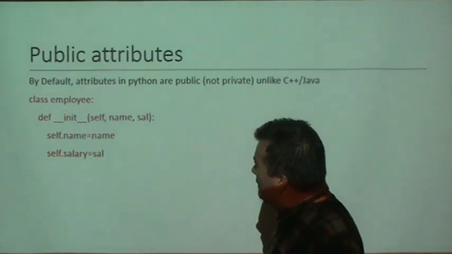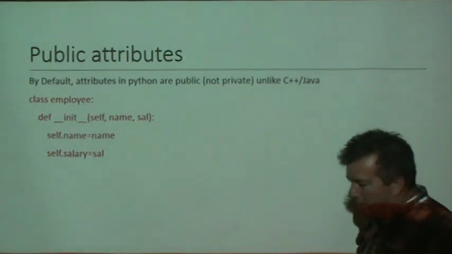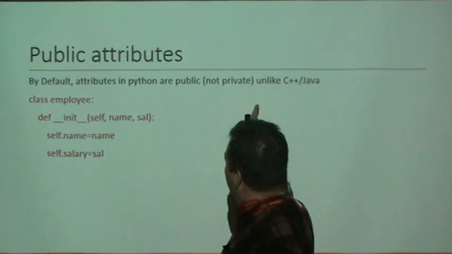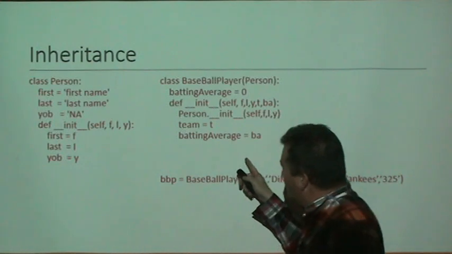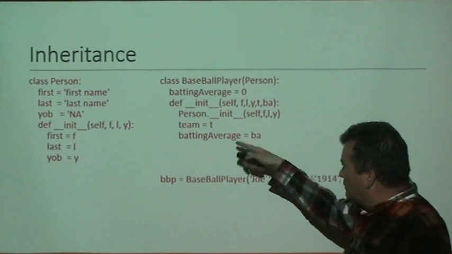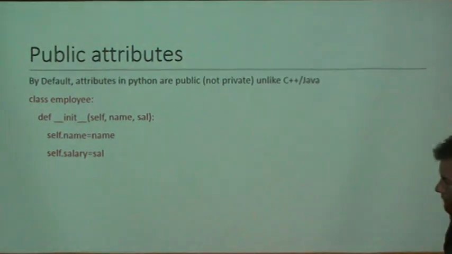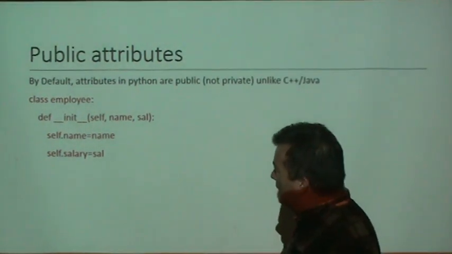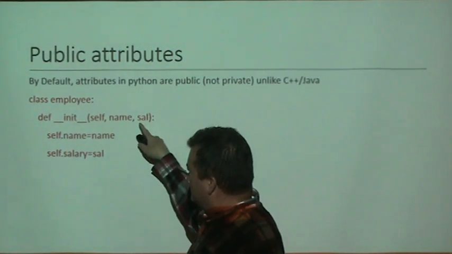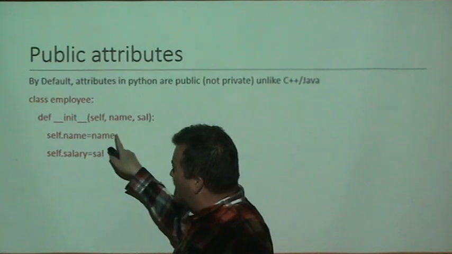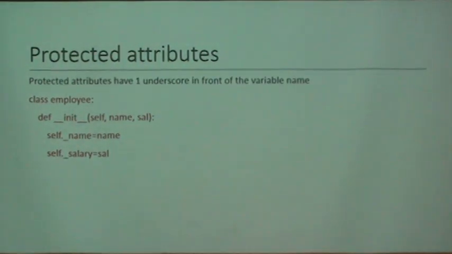So we have public attributes. By default in Python, attributes are public, meaning if I wanted to, I could just go and change Joe DiMaggio's first name to some other first name. Right? So public attributes would be something like this. We can have an init function, self, first name, and a salary. So we can assign the first name, we can assign the salary. Those would be public attributes.